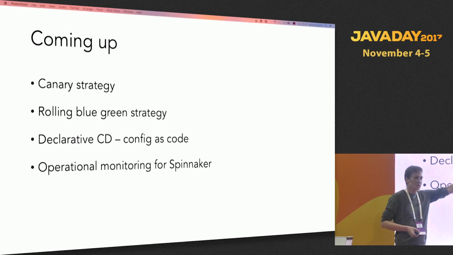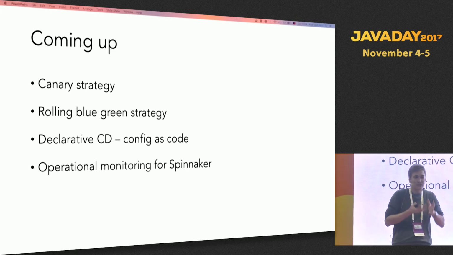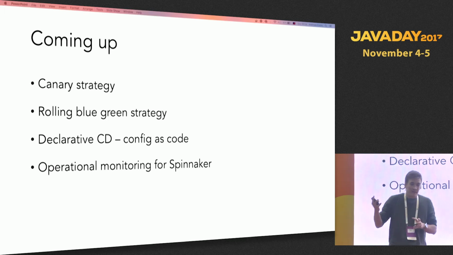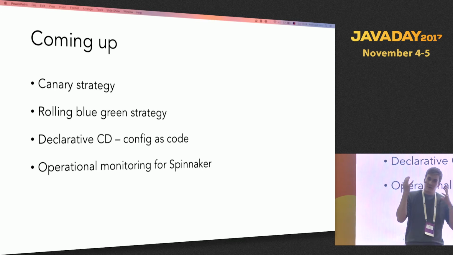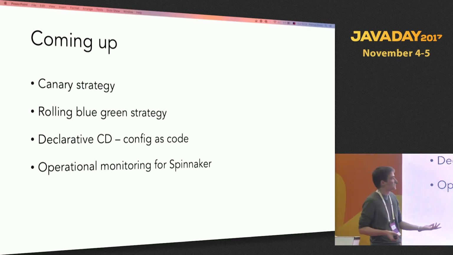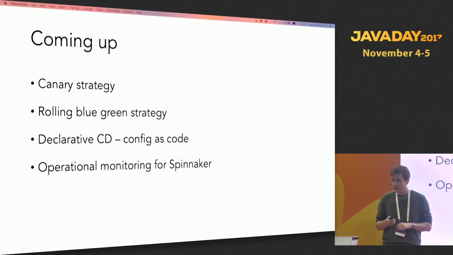Declarative CD goes one step further. It allows you to have templates for deployment pipelines that are typical, for instance, what Netflix or Google or Microsoft see as a typical way of deploying an application on their platform. You can just use that out of the box. So that's something cool. And also some more operational monitoring for Spinnaker.